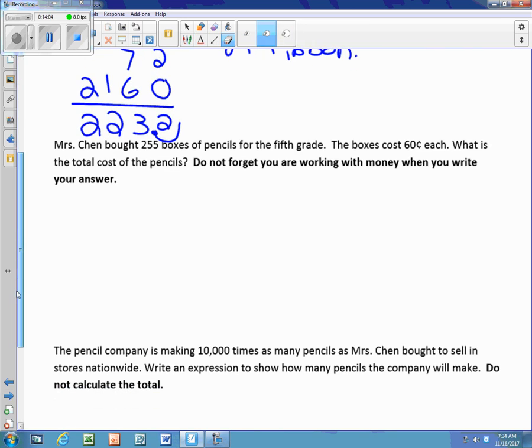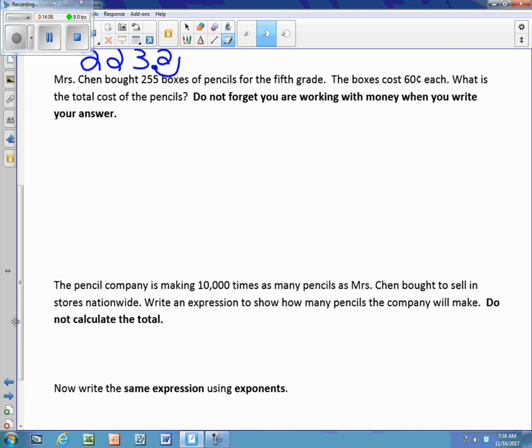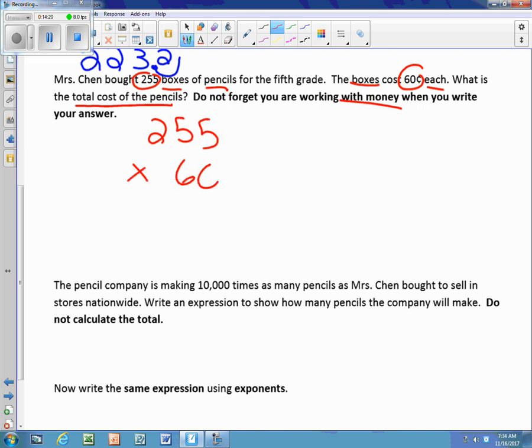And then we're talking about Mrs. Chen buying boxes of pencils for the 5th grade. She buys 250 boxes of pencils. The boxes cost 60 cents each. What's the cost? And it says, don't forget it's money. So she has 255 boxes. And when you write 60 cents, there's a decimal here, and that's the important part of this one, is that there's a decimal for cents over there. Cents means there should be 2 digits to the right. So we're going to ignore that 0. We're going to solve everything else.